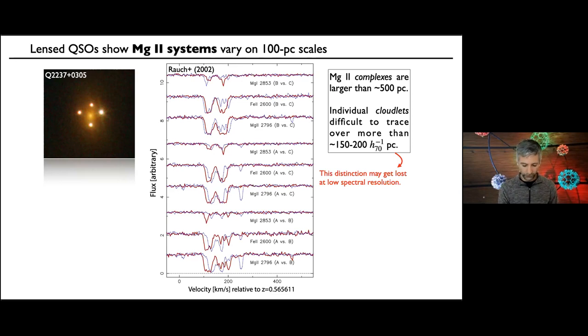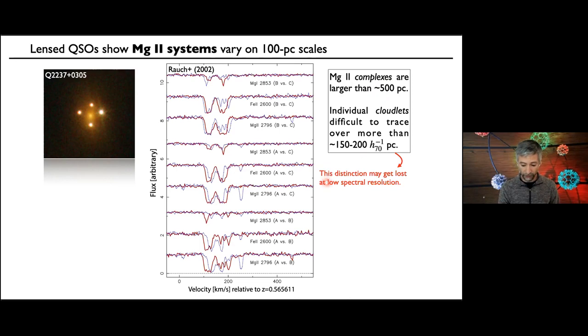And this just shows a series from this famous Einstein Cross of a redshift of roughly a half system. And what he argued was that, look, you can trace the complexes of magnesium-2 over distances of half a kiloparsec to a kiloparsec, something like that. So complexes are correlated on large scales. But the individual cloudlets, the individual components in here, are difficult to trace over more than a few hundred parsecs.